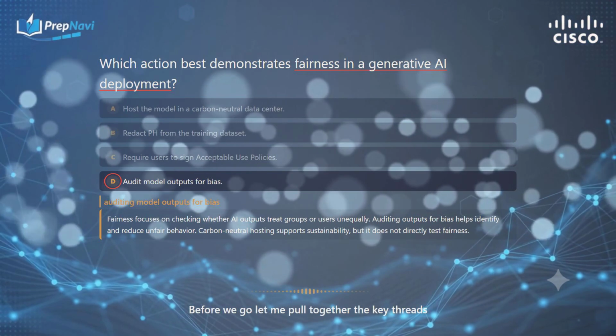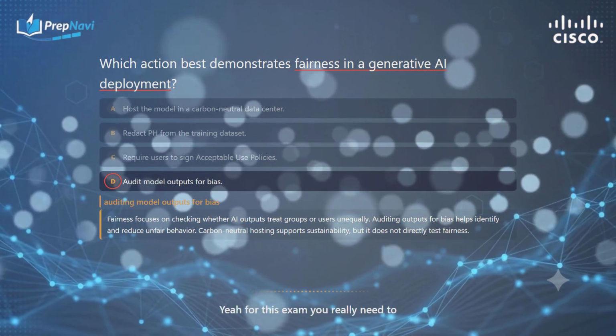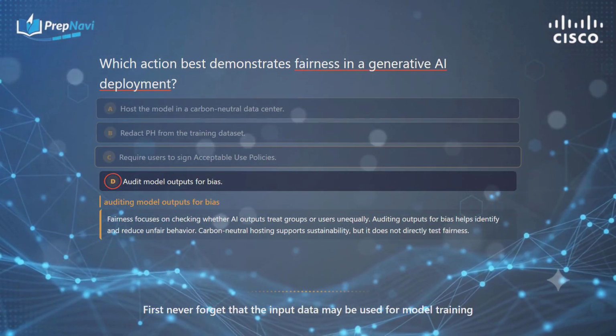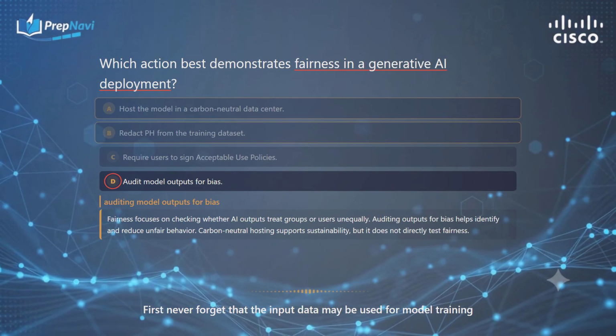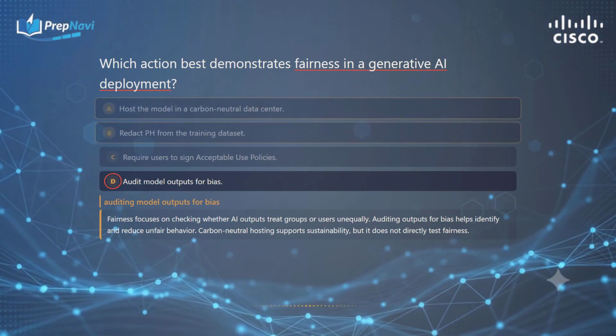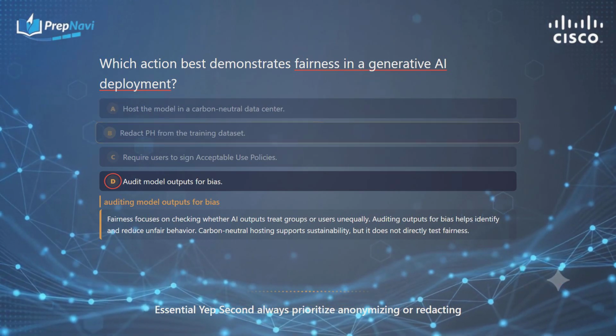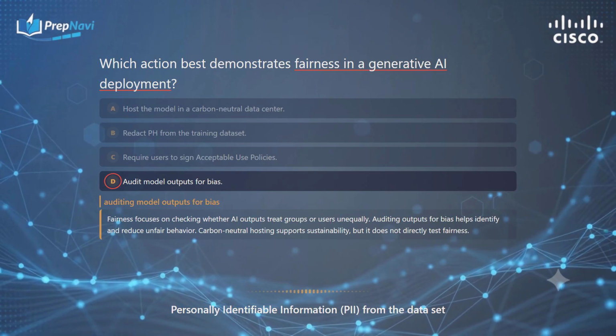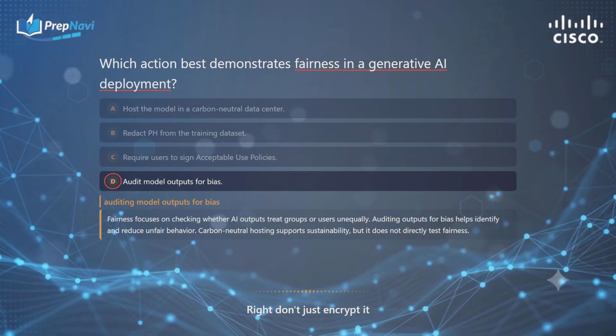So those were our questions. Before we go, let me pull together the key threads. For this exam, you really need to keep these 5 concepts front of mind. First, never forget that the input data may be used for model training. Essential. Second, always prioritize anonymizing or redacting PHI from the data set before transmitting the request. Right, don't just encrypt it.